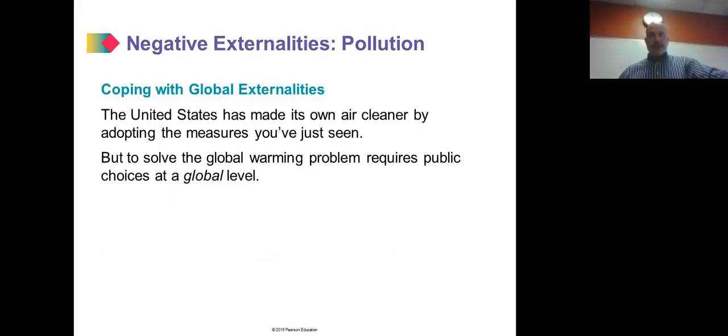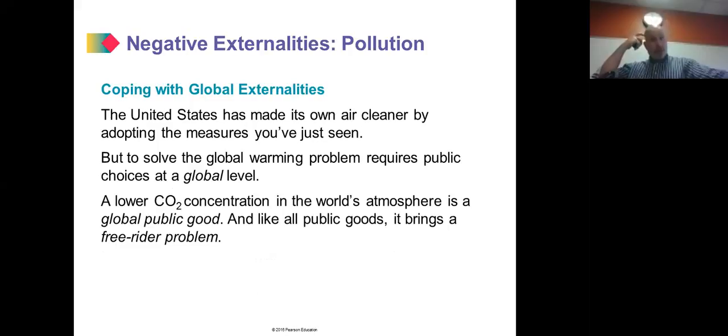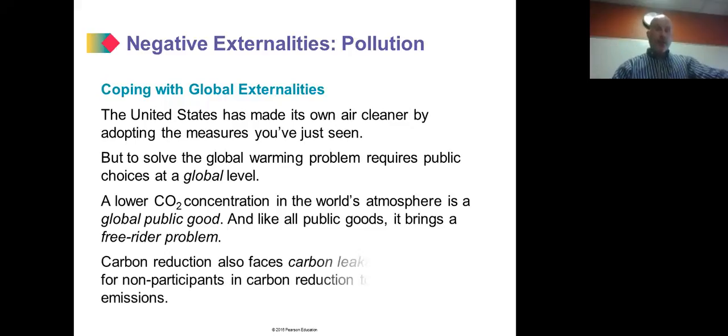All right, the United States has made its own air cleaner by adopting the measures you've just seen. But to solve the global warming problem, it's going to require public choices at a global level. We can't do it alone here in the United States. Lower carbon dioxide concentration in the world's atmosphere is a global public good, and like all public goods, it creates the free rider problem. Carbon reduction also faces carbon leakage, a tendency for non-participants in carbon reduction to increase emissions.